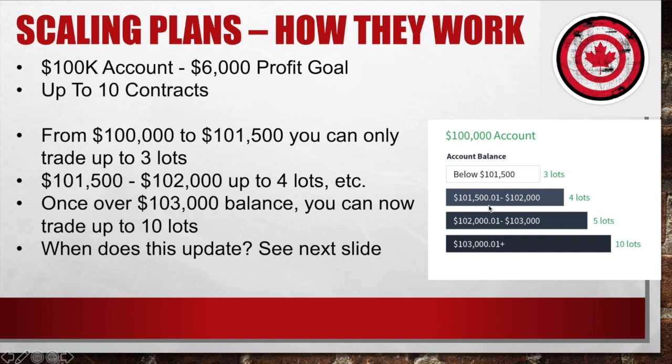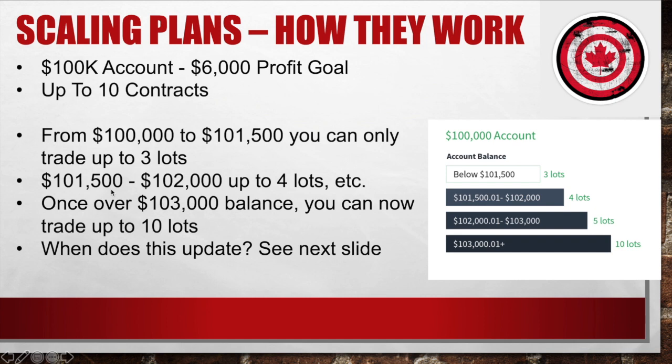So here is the scaling plan for reference on the right. 100K account, you have a $6,000 profit goal, and it says up to 10 contracts. Well, day one, you sign up, you pass step 1, you're on day 1 of step number 2. You start again with a fresh balance of 100K. Basically from 100K up until you get to 101,500, you can only trade 3 lots, and that is right here. So if you're below 101,500, 3 lots. That means starting out day 1 of step 2, 3 lots is your max.